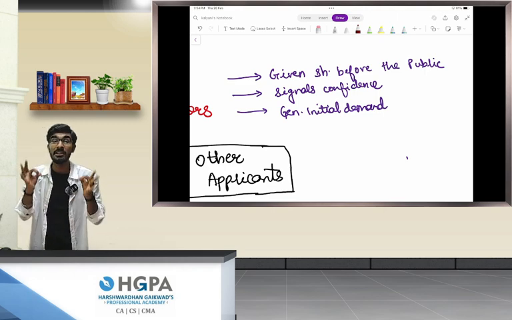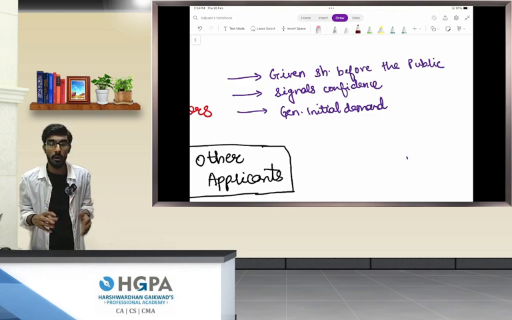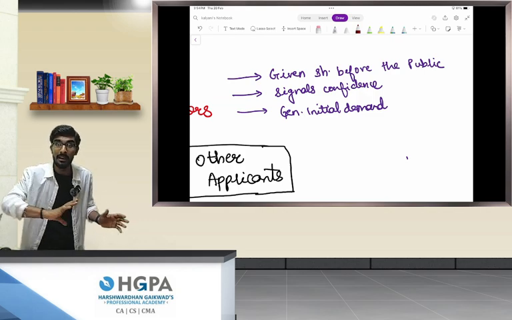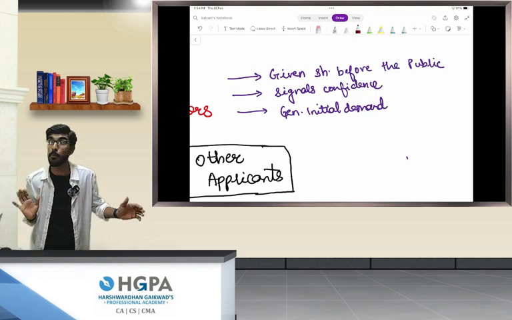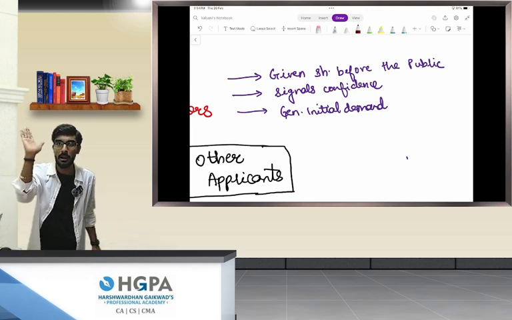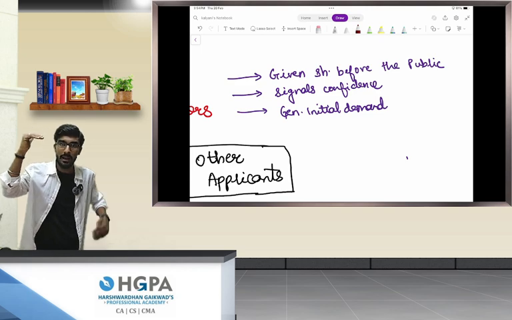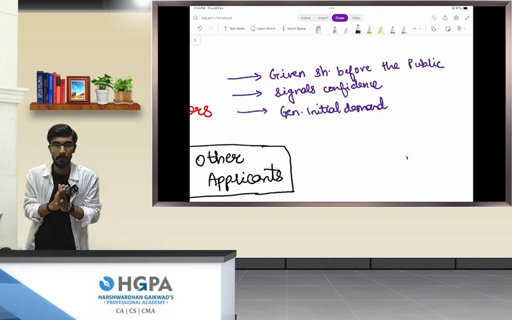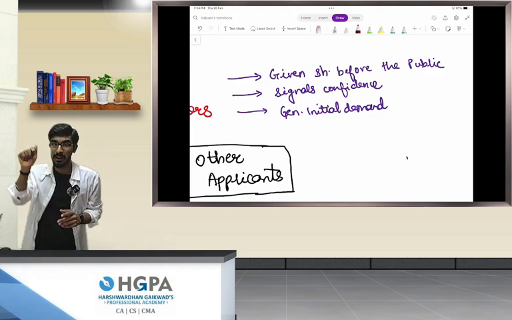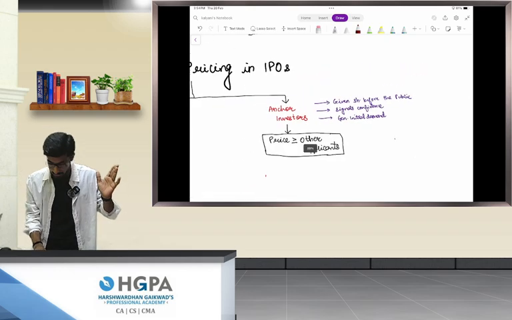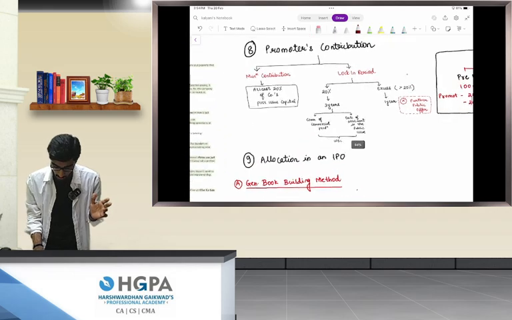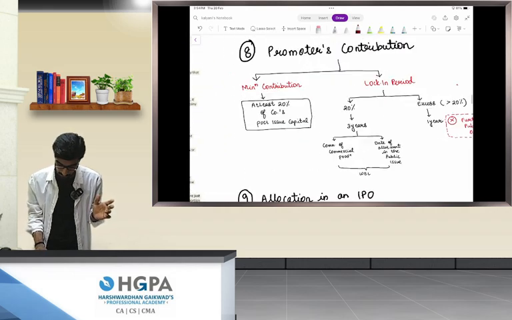Number 3 is that it generates initial demand. When shares are offered to anchor investors before anybody else, he creates an initial demand in the market. He pushes the demand, and the demand will rise. Everybody will start purchasing shares of the company. Clear? Basically, anchor means anchoring to generate demand. Clear? Perfect, people. Perfect.